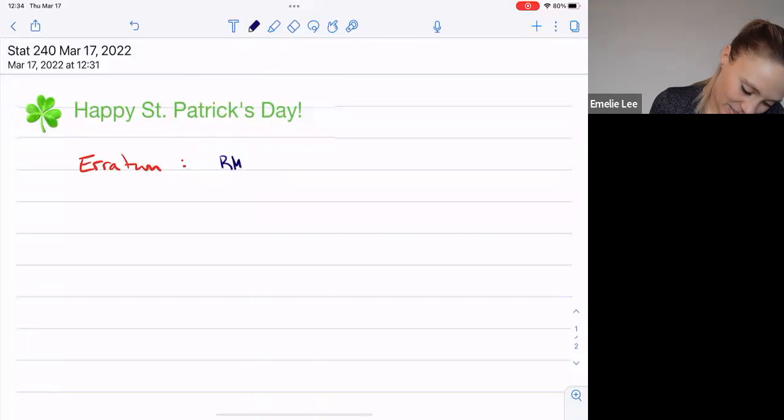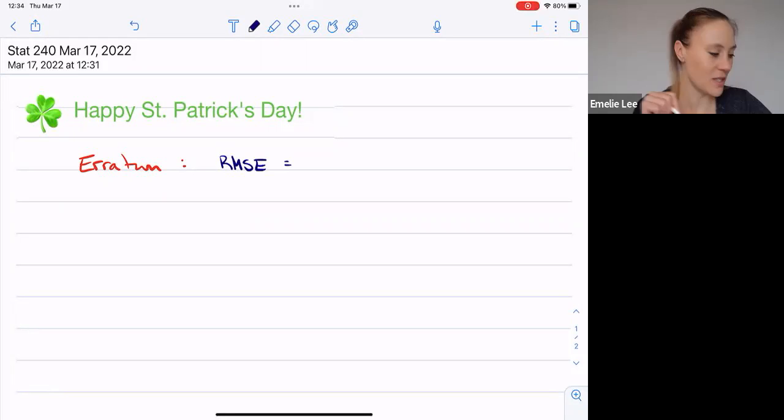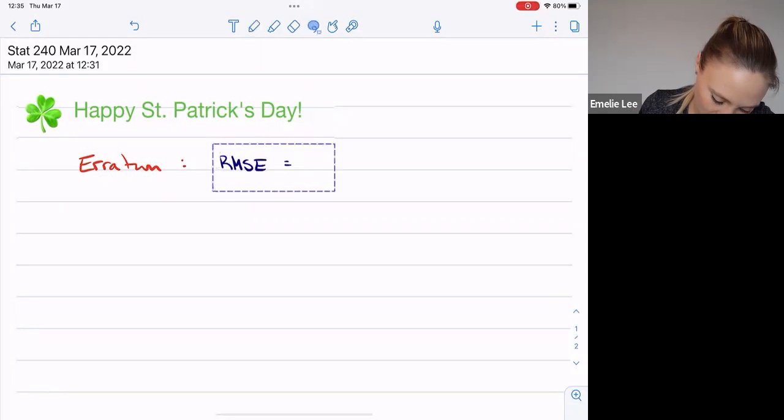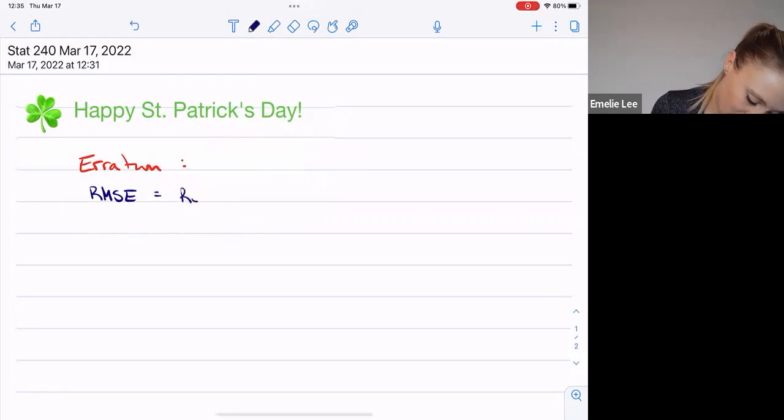I said the RMSE, that one was fine, is the root mean squared error, and now I have to check my notes. I realized the problem was I didn't write it in my notes. It felt wrong when I wrote it, I just went for it anyways. And maybe I'll put it down. It is in fact the root mean squared error.